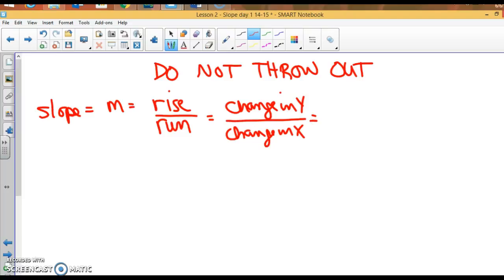Change in y over change in x. Delta y over delta x. That's the Greek letter delta. It's a triangle. That one doesn't look so good. But delta y over delta x. Now, the formula for slope is y sub 2 minus y sub 1 over x sub 2 minus x sub 1. These are all things that you need to know about slope, and we're going to talk about those in this lesson. But all same idea, just different ways to look at it.